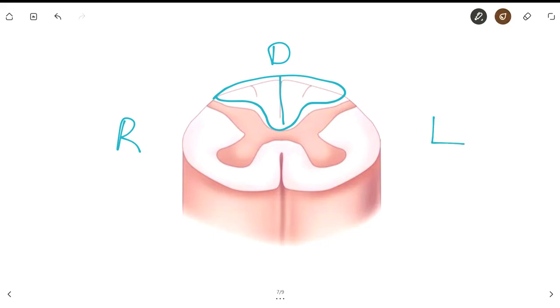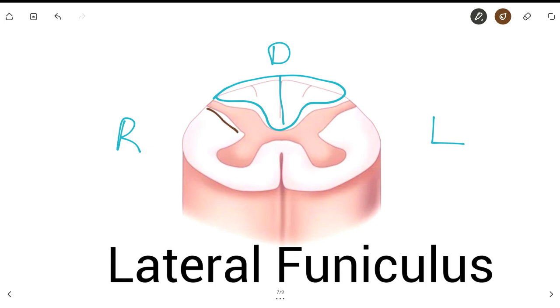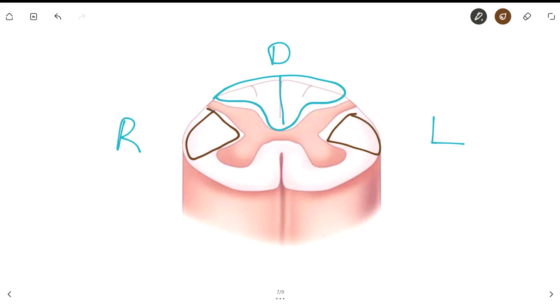And you also have a lateral funiculus, which is over here. This is the right lateral funiculus. This would be the left lateral funiculus. And finally, we have the ventral funiculus, which is over here, just like the dorsal, and it's split in half, which is the right and left ventral funiculus.